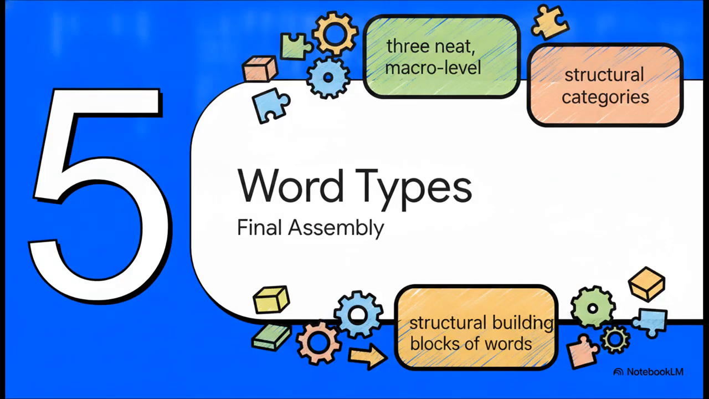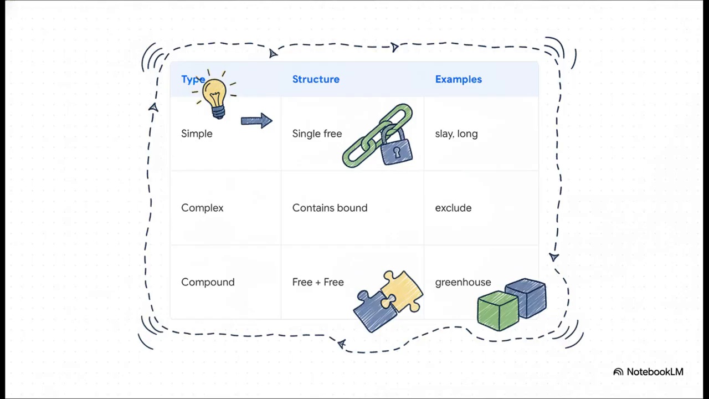And finally, part 5. Simple, complex, and compound final assembly. So, the crucial takeaway here is that every single word you speak falls into one of 3 buckets. You've got simple words, which consist of a single free morpheme, like slay or long, then complex words, which have at least one bound form in them, like exclude or telephone, and finally, compound words, which are formed by sticking 2 completely free morphemes together, like greenhouse or outside.